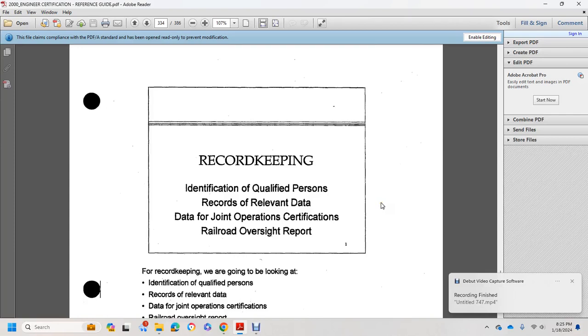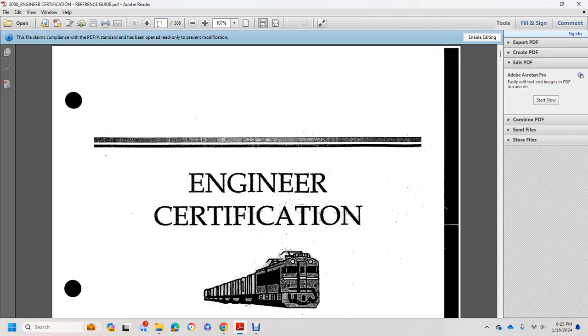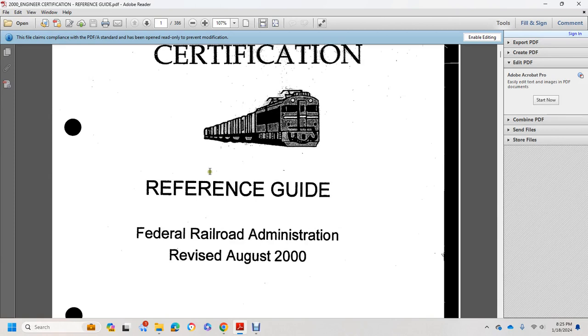Record keeping and identification of qualified personnel, with relevant data on joint operation, from the Certification Oversight Report. Engineer Certification Reference Guide, Federal Railroad Administration, revised August 2000.